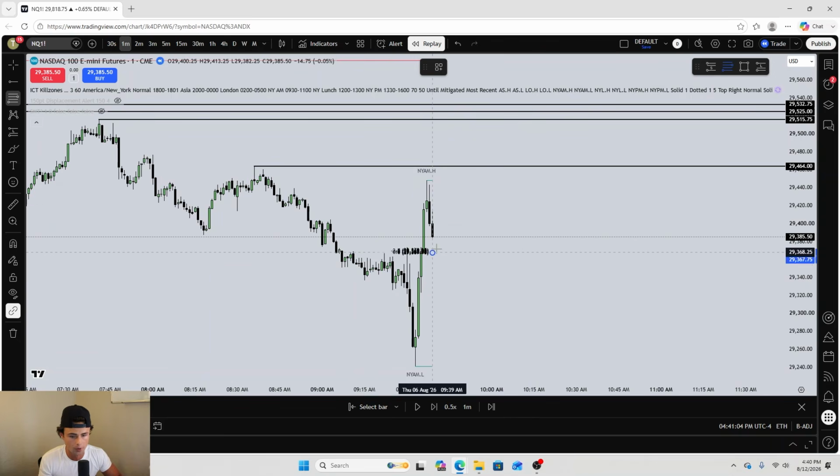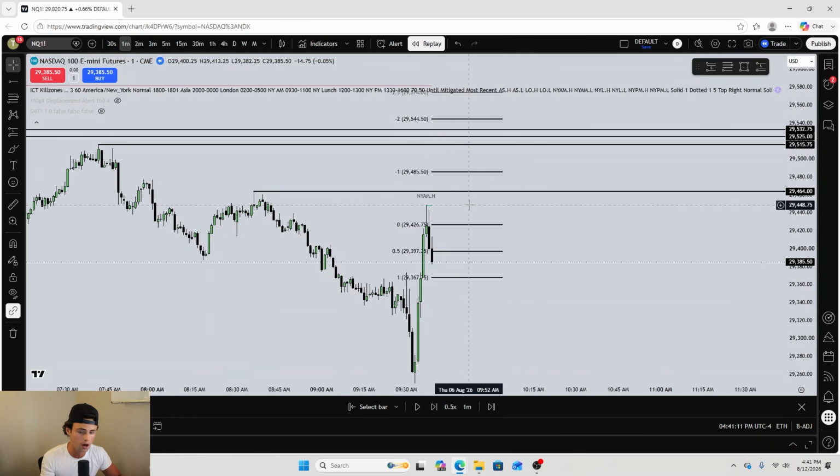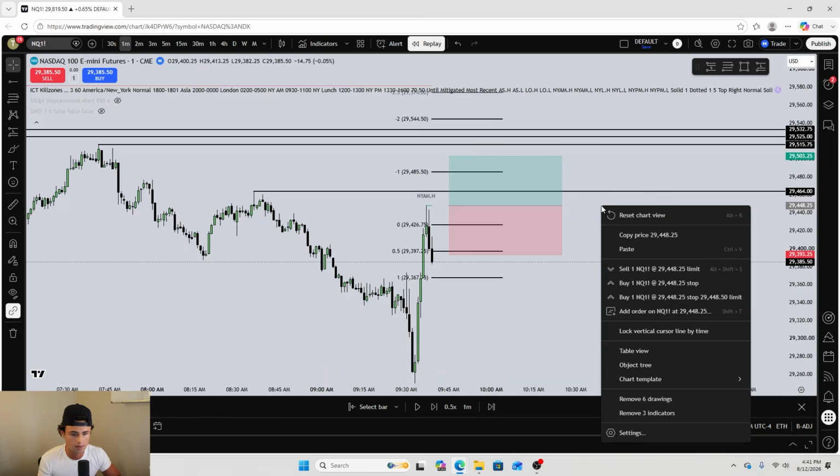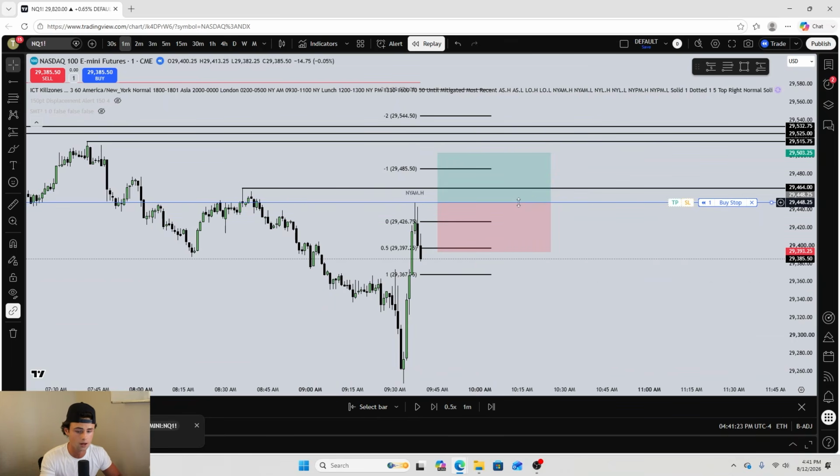So in this case, we are pulling back towards this displacement candle. We're coming back into equilibrium of this range. I then would look to go long, right? I would look to press buy if we came back to the original point that we displaced to, right? In this case, I'm going to set my buy order. I'm going to see if we come back to this original point that we displaced to, I would go long.